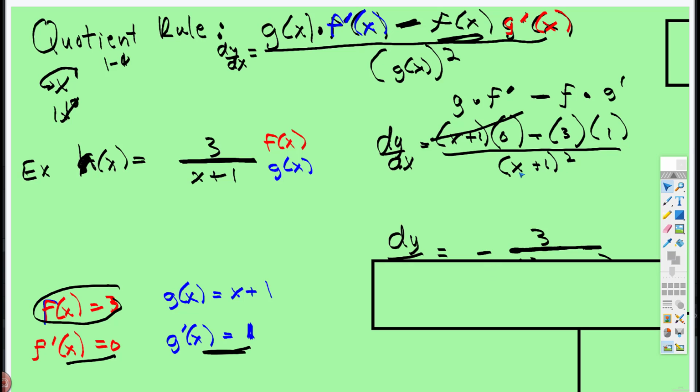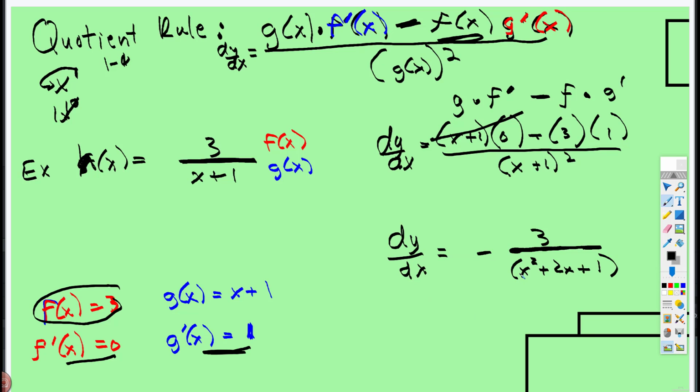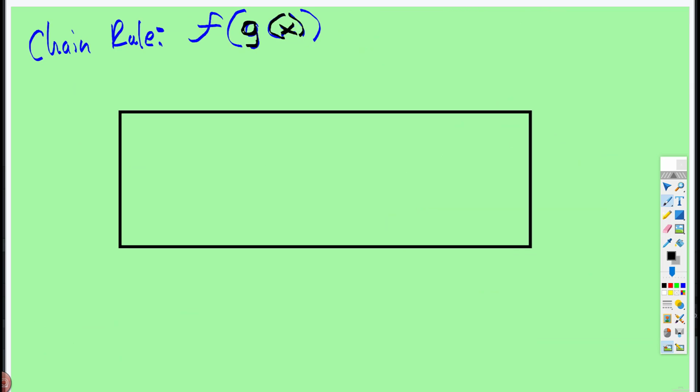And then when you expand that denominator, remember the Pascal's triangle, 1, 2, 1. The first thing squared plus 2 times the x times the 1 plus 1 squared. So that is the quotient rule. And don't freak out, we will be doing a lot of these together. After about a week of practicing these, you will have those memorized because you'll be doing it.